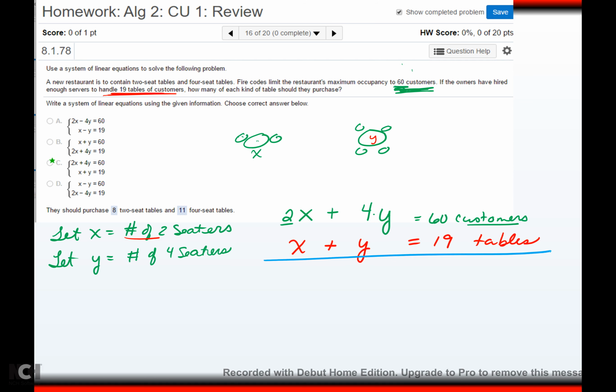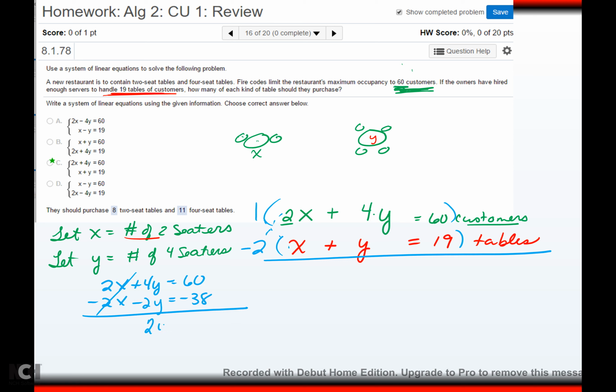Lines up pretty, so I'm going to use elimination, and I'm going to eliminate the x's, so bottom to the top, top to the bottom. They came out the same, so I'm making one negative, doesn't matter which one. That's going to give me 2x plus 4y equals 60. Negative 2x, negative 2y, negative 38. The x's cancel, subtract the y's. 2y equals 22. Divide by 2, and y equals 11.